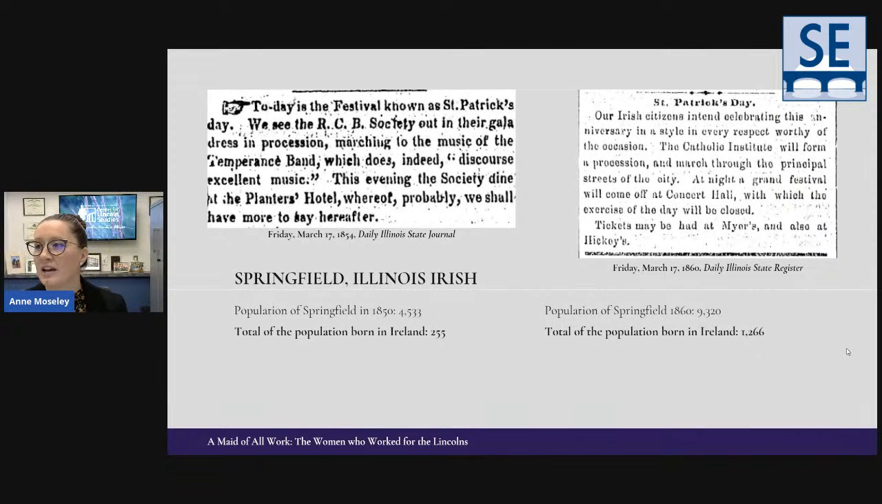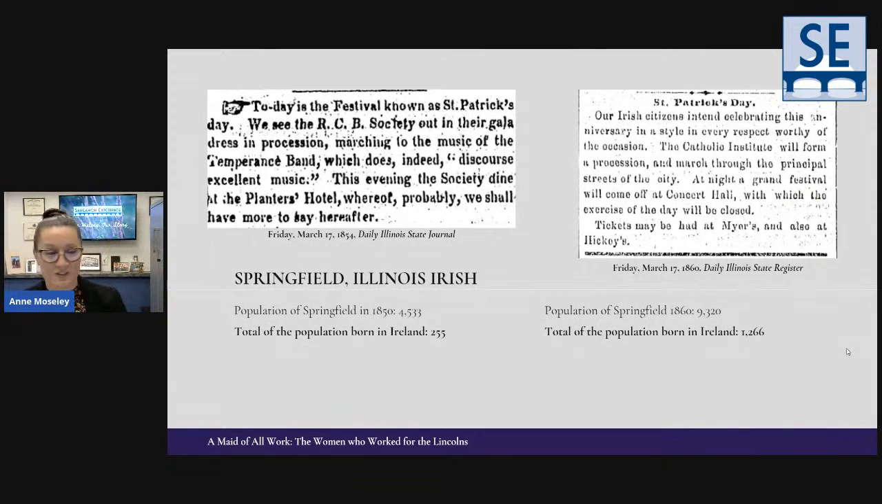You also have in 1860 an advertisement in the State Register talking about the Catholic Institute and how Irish citizens conduct themselves, and how they're able to be these middle class, higher up individuals who are able to celebrate St. Patrick's Day and honor it. And these are individuals full of faith, especially Catholic faith, and they discuss who will be there and where it's at, and gets people excited.